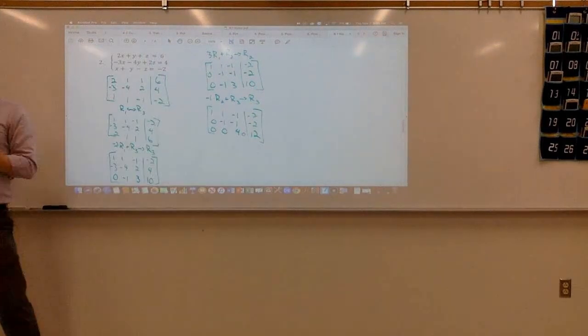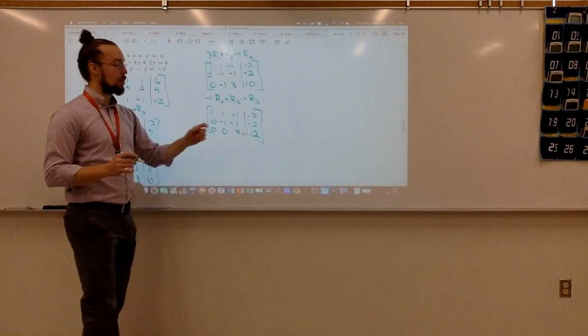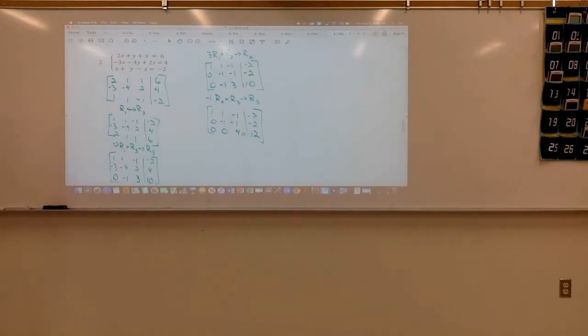Okay, so now my goal is to get my main diagonal to all be positive 1s. Now, we can probably do a couple of these operations in one step, right?